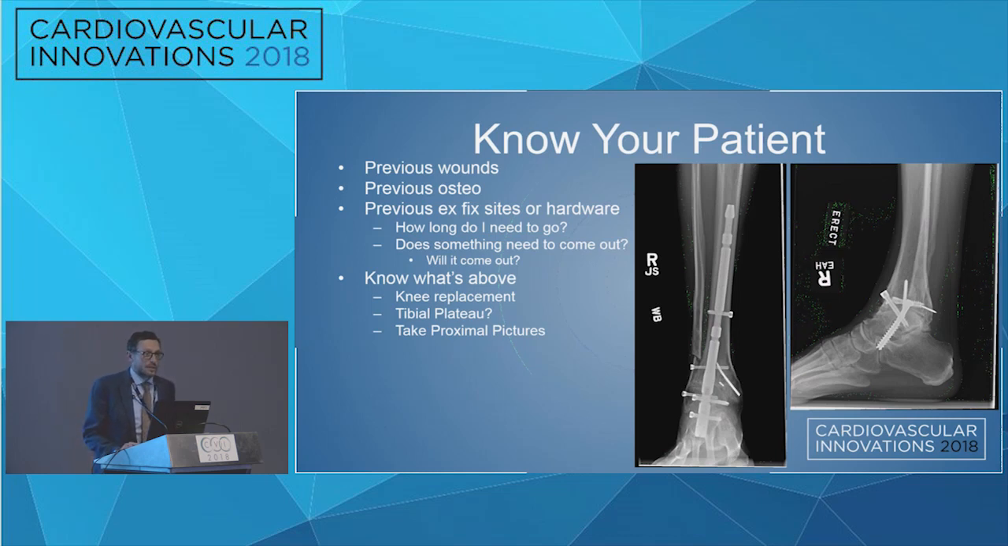But know what's above you. Does somebody have a rod above them? Does somebody have a knee replacement above them? Is it a constrained knee replacement that has a stem that's going down into the tibia? Have they had a previous X-fix that they have big holes in their tibia at some level that you should jump over rather than stopping directly at?